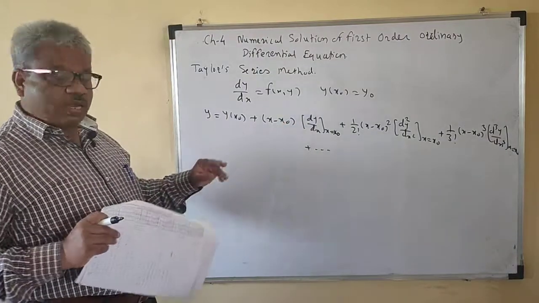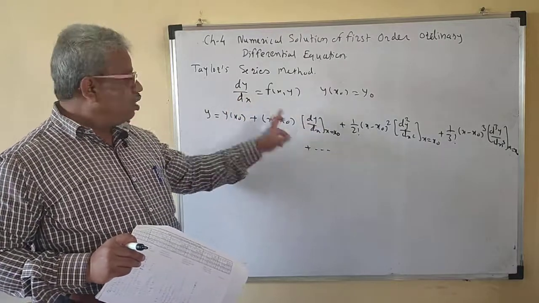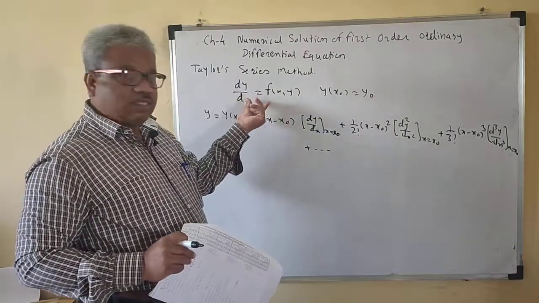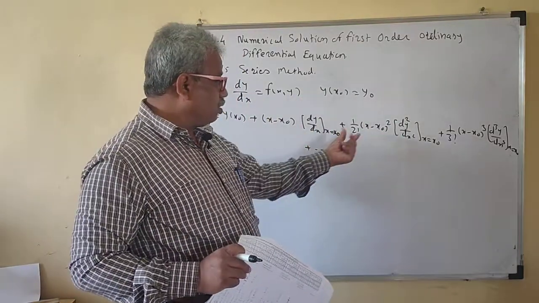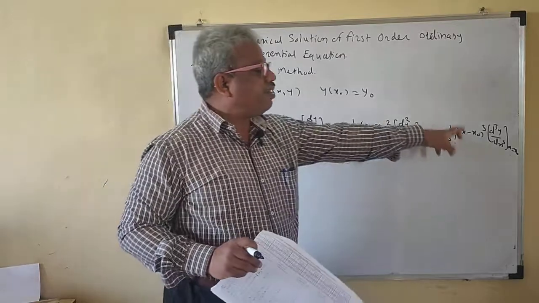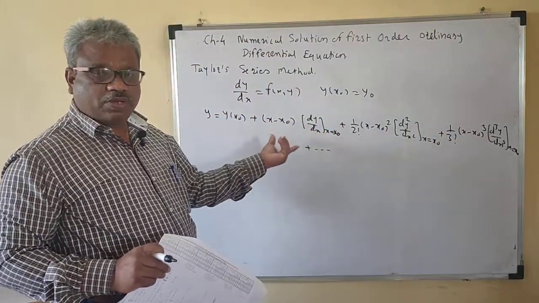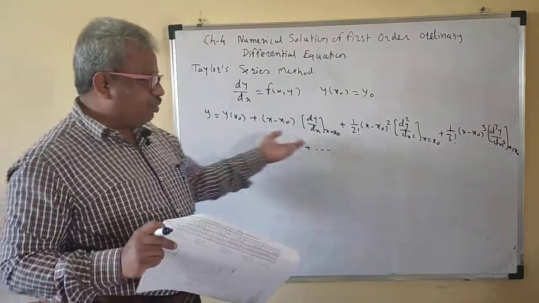So what we have to do here? You have to find dy by dx at x naught, y naught. dy by dx is already given. Then d2y by dx square at x naught, y naught. You have to find the second derivative, third derivative, and so on, and just put them here. You get a series.